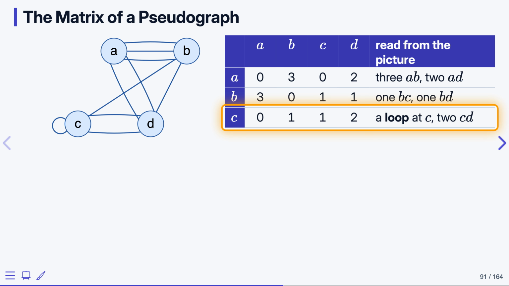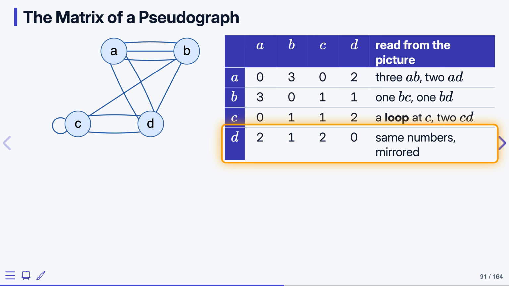Row C: nothing to A, so 0. 1 to B. Now the diagonal. There is 1 loop at C, so that entry is 1. And 2 lines to D, so 2. The row is 0, 1, 1, 2. Row D: 2 to A, 1 to B, 2 to C, and no loop, so 0. Now check the symmetry. Row A column B is 3, and row B column A is 3. The mirror still holds because the graph is undirected.